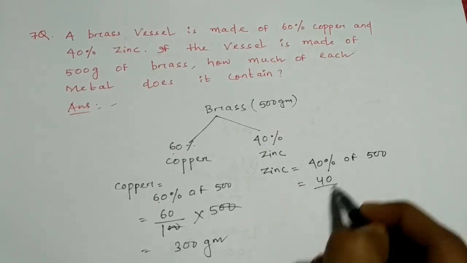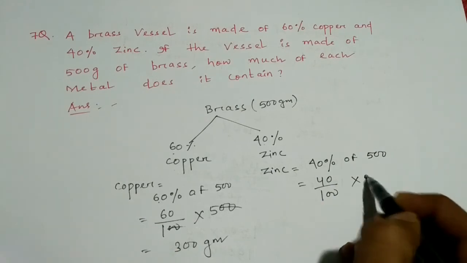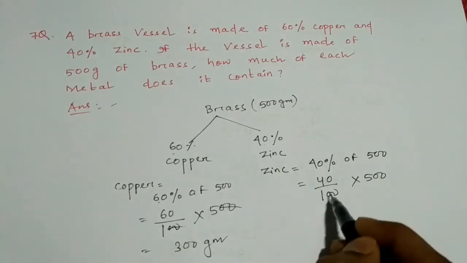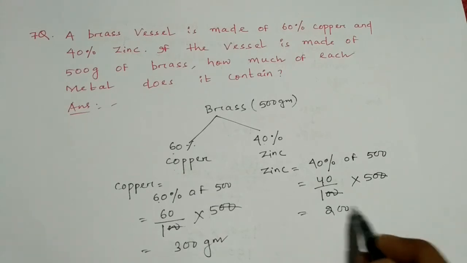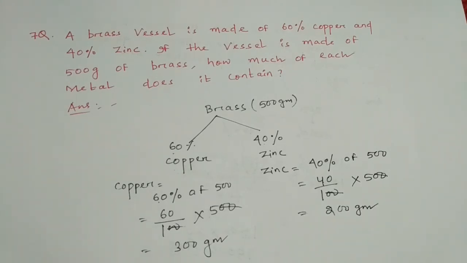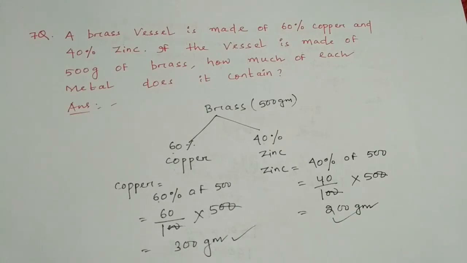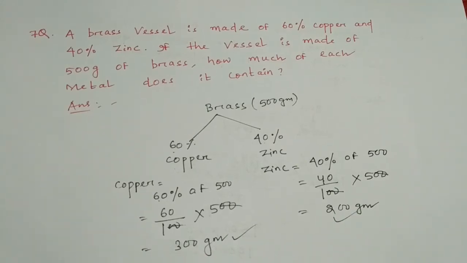So the quantity of zinc will be 40 divided by 100, of means multiplication, multiplied with 500. The zeros get cancelled. 40 into 5, that is 200 gram. Simple. So we get the answer. How much of each metal does it contain? Copper contains 300 gram and zinc contains 200 gram.